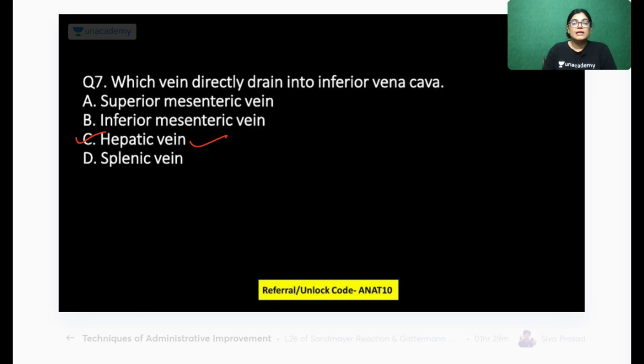So absolutely right. Which vein directly drains into the inferior vena cava? Here the correct answer is C. Hepatic vein is the correct answer. Let's move on to question number 8. All the best.